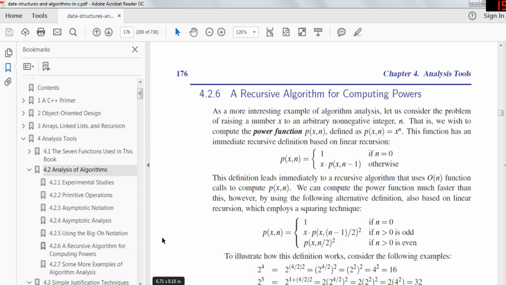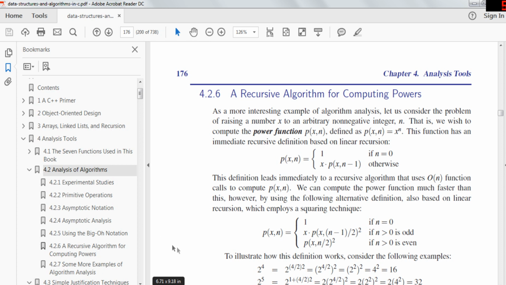You could do a squaring technique. Wow, that's pretty cool. Okay. So if n is 0, you return 1. Otherwise, if n is odd and greater than 0, return x times x to the power of (n minus 1) over 2, squared. Otherwise, you do x to the power of n over 2, squared, if n is even.